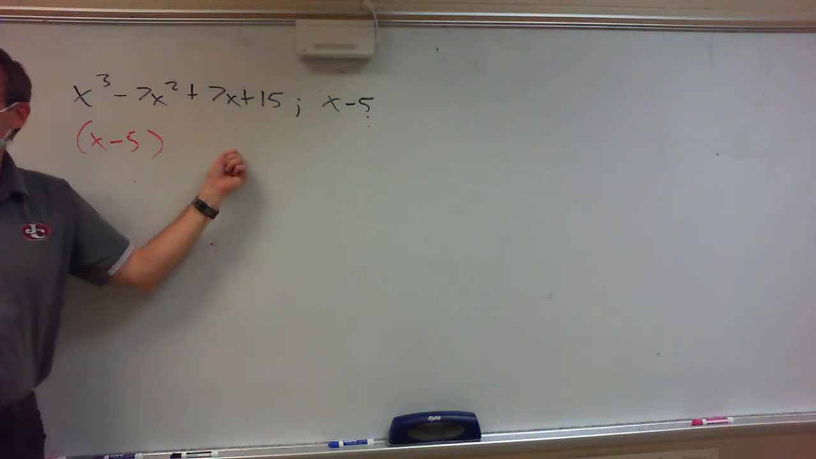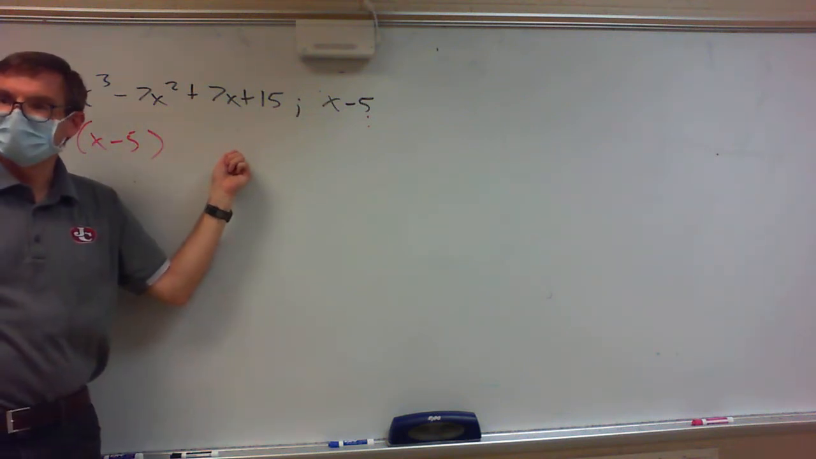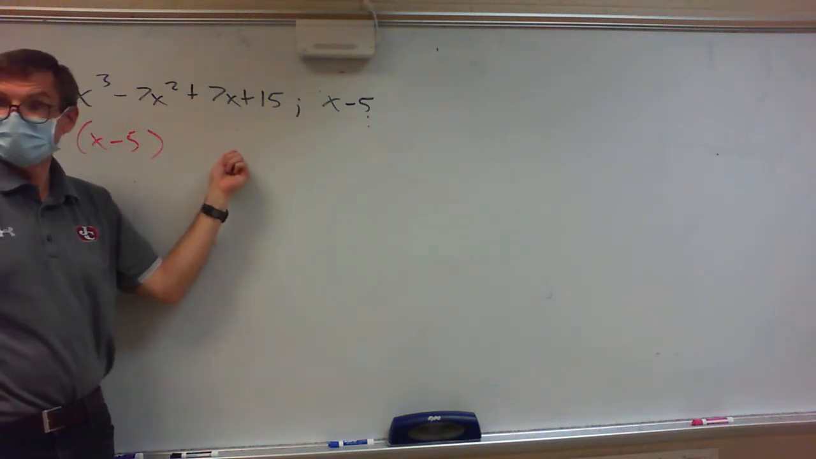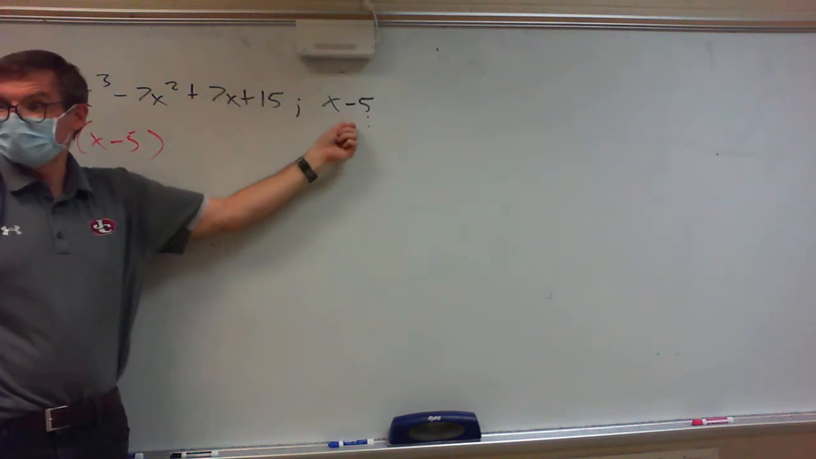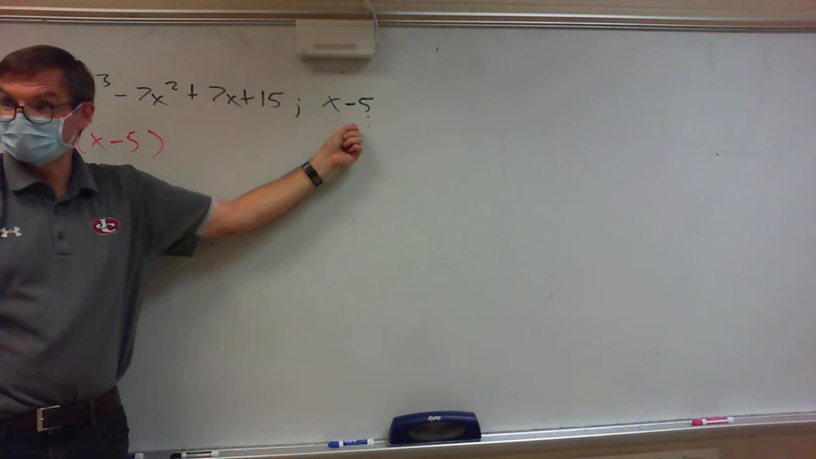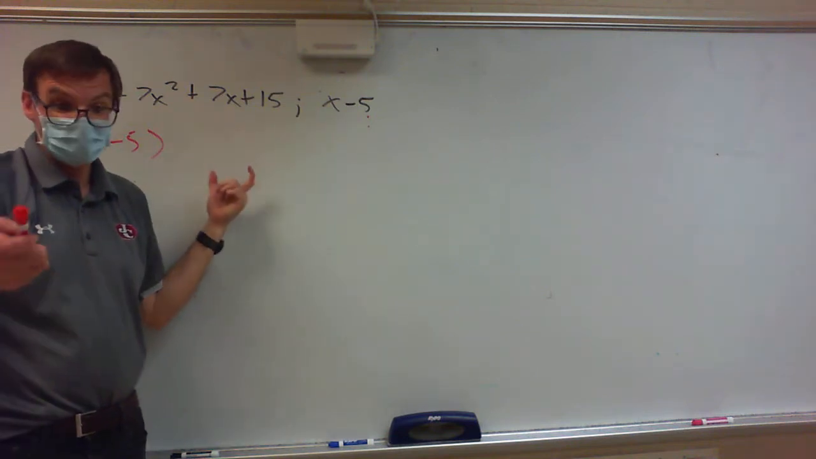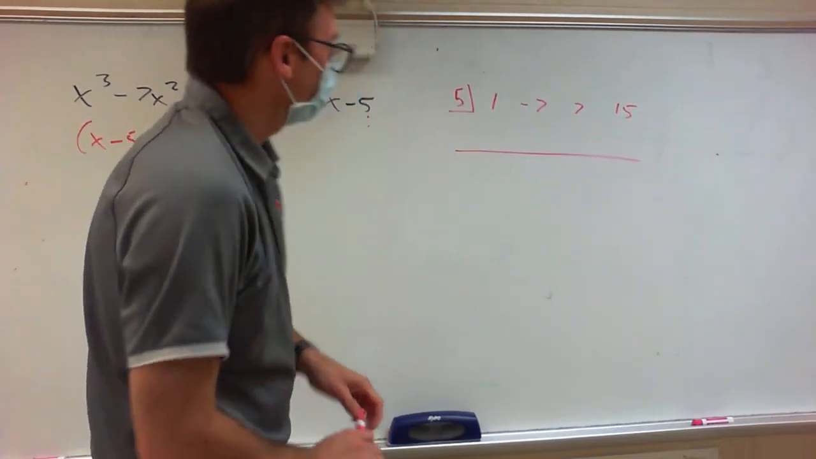How can I find what goes here? Divide. Right? Take this thing, divide it by this, using synthetic division. And that'll tell you what goes here. So do that.